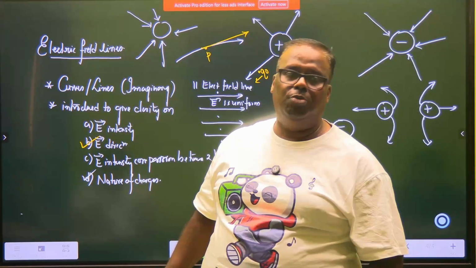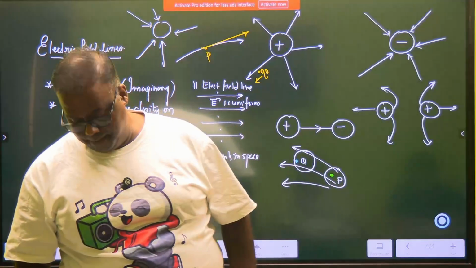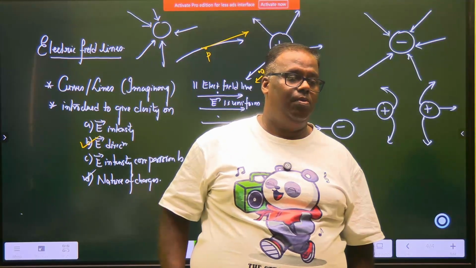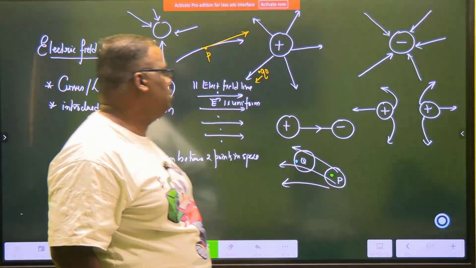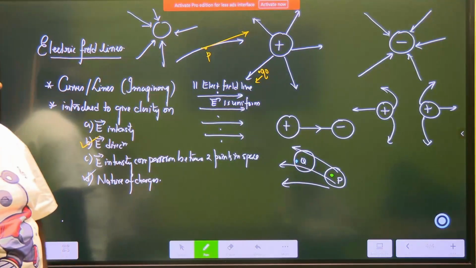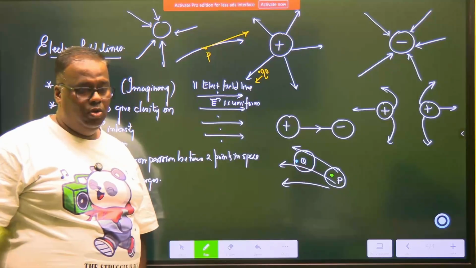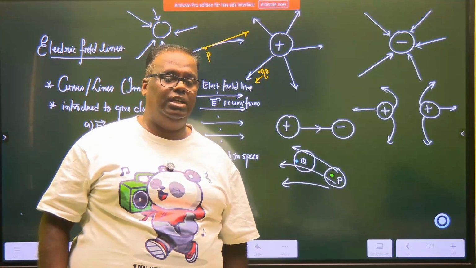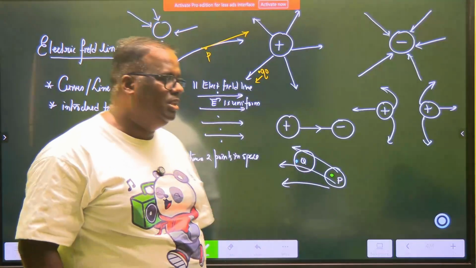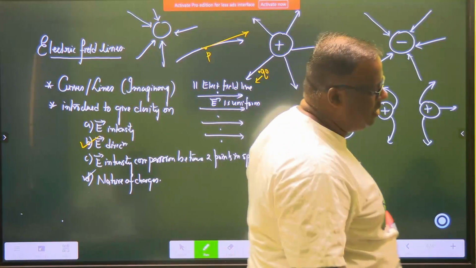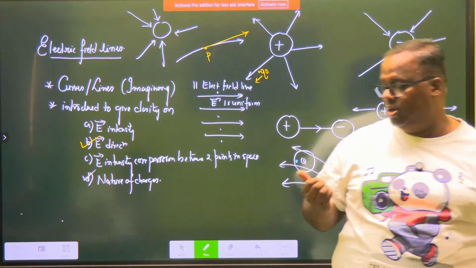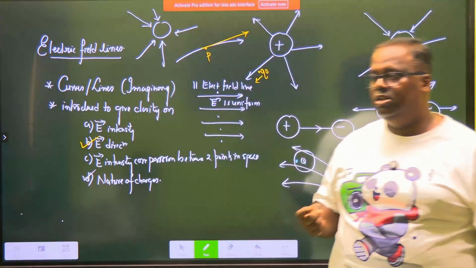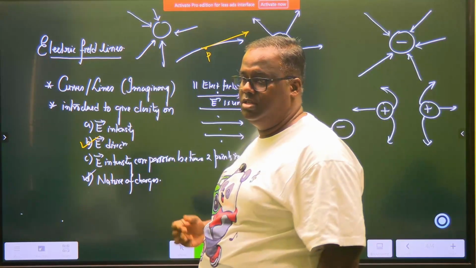Now let's come to properties. Come down to properties, and write the first property. Originate from a positive charge and terminate in a negative charge. Children, I'm not making them grammatically full sentences because I believe with this you will understand and be able to write. Originate from a positive charge and terminate in a negative charge.